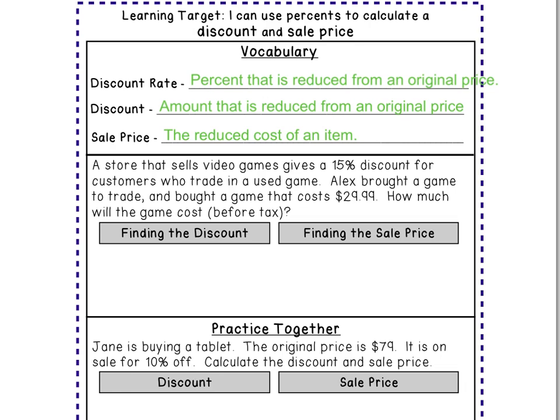Discount is actually how much money. So discount rate means percent. So discount rate is the percent that's reduced, the 20% off.